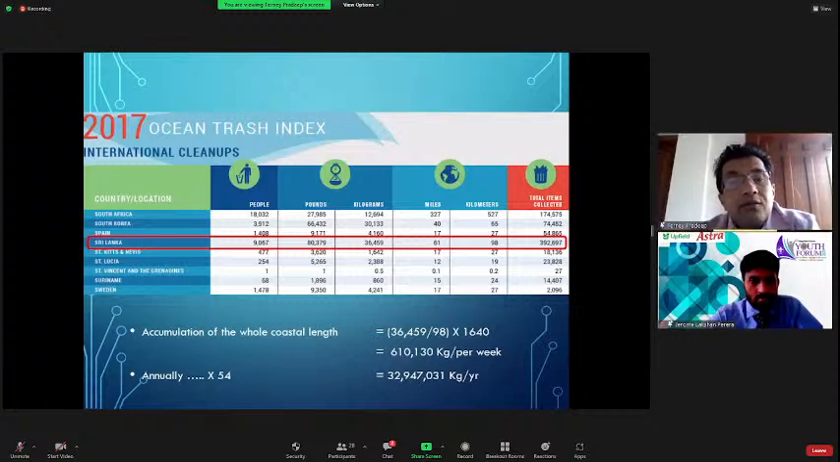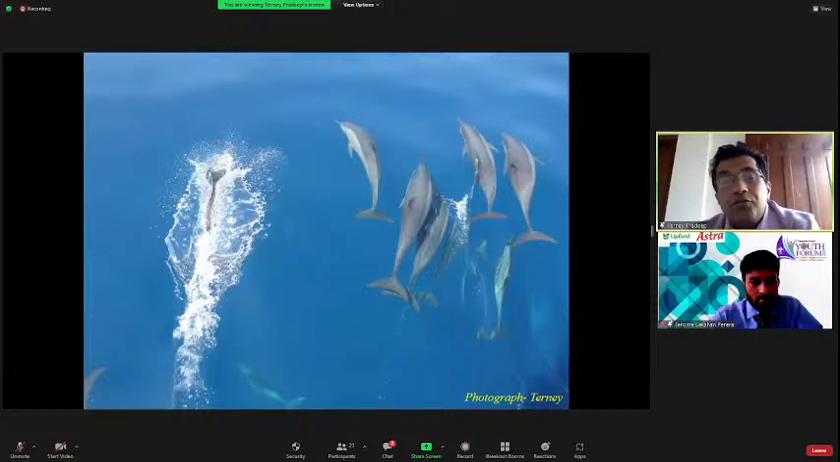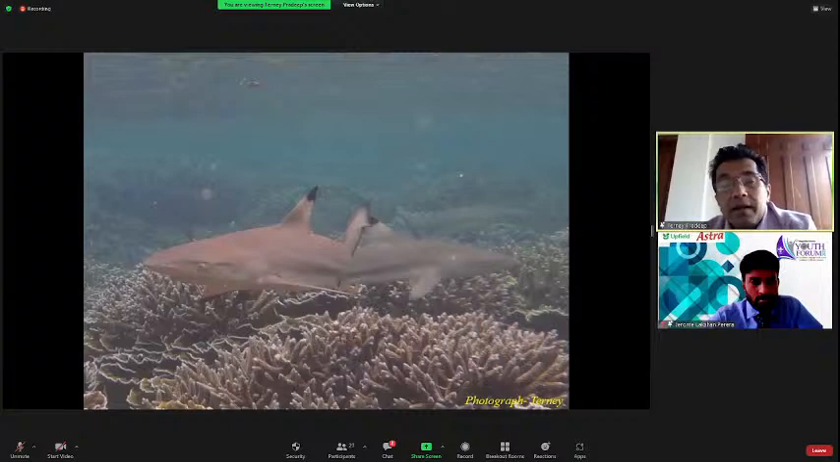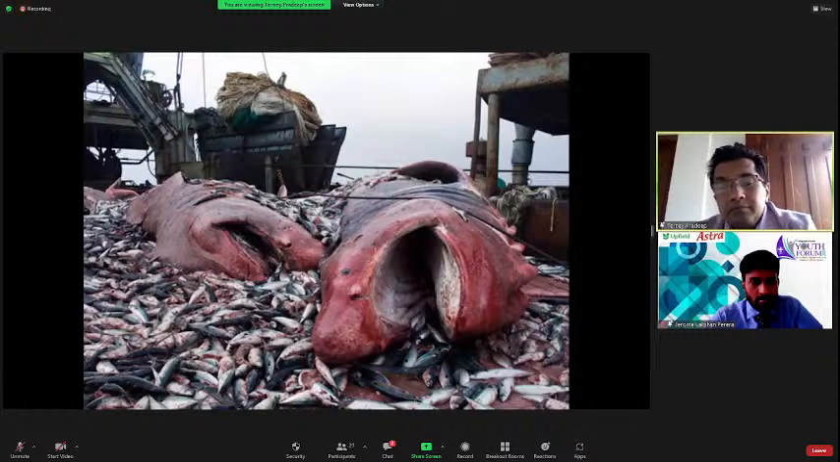Well, in 2017 we did a coastal cleanup. It is estimated that we are releasing about 32 million or 33 million kilograms of waste to the ocean per year, an estimation from 2017. Then this is the dolphin life we are having, marine mammals. These are marine sharks, but this is what we do. We kill them. We are removing top predators.